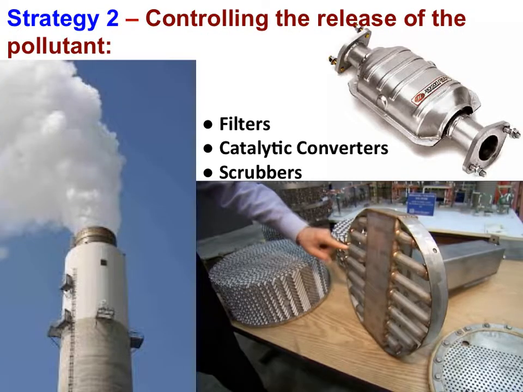Okay, strategy 2, controlling the release of the pollutant. Catalytic converters in cars or filters and scrubbers on smokestacks would prevent carbon dioxide or nitrogen oxide from being emitted into the atmosphere.